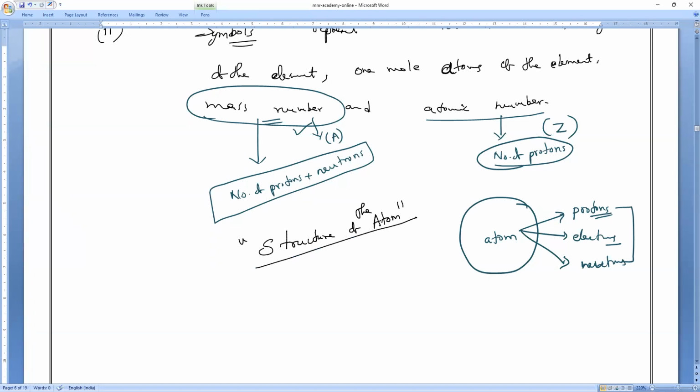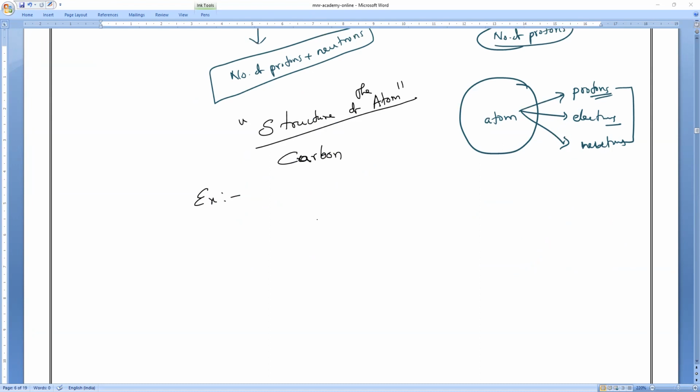Clear, everyone? Now, for example, let me take the most popular element, carbon. Can you tell me what is the symbol of carbon? Carbon symbol is capital letter C. Clear? Now, I will write it here. You can see I will write a 6 below and a 12 above. So keep it in mind.